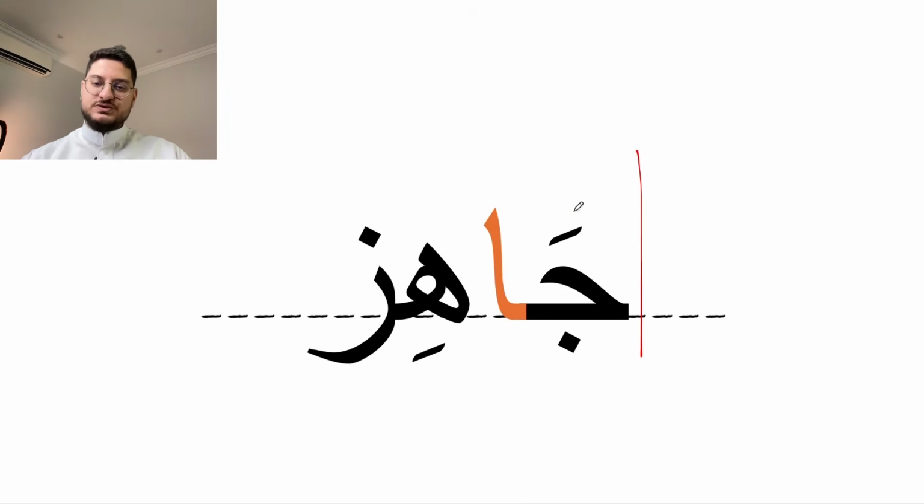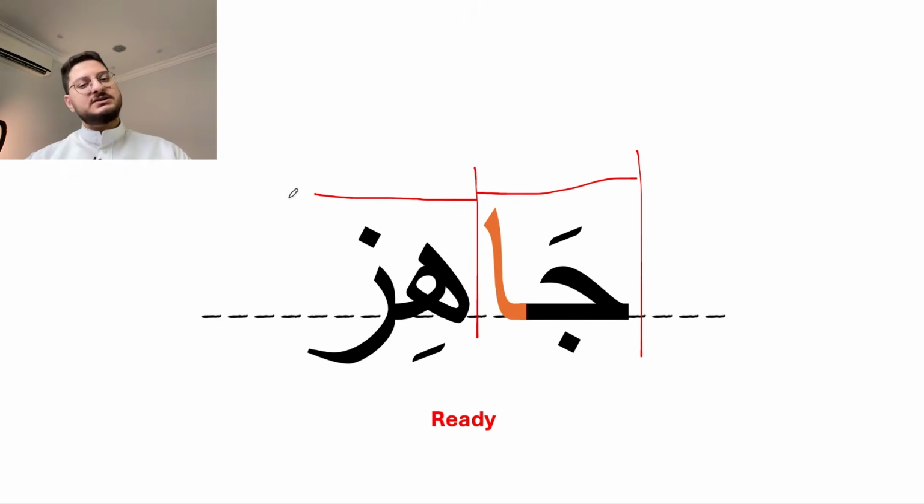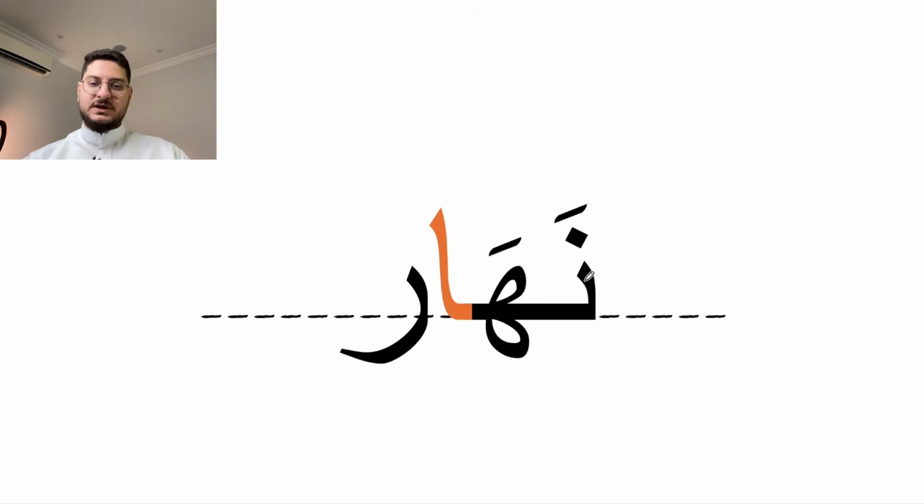Let's look at this one. I see 2 syllables, one here and one there. So the first syllable is ja. The second syllable, see, we have these 2 loops inside of each other. So this is he. So his. Ja, his. And ja, his means ready. Ja, his. Let's look at the next one.